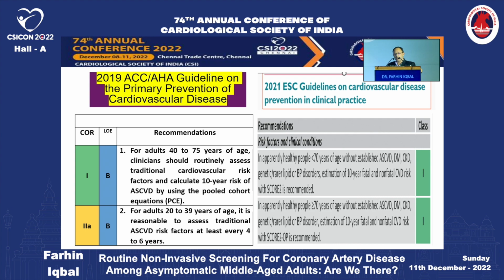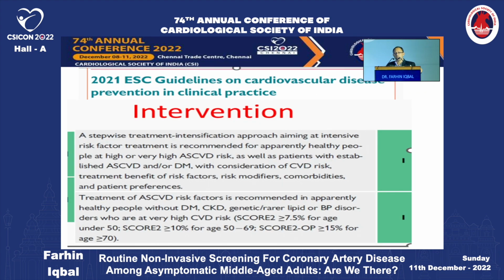On the right, you can see the 2021 ESC guidelines. And on the left is the ACC-AHA guidelines. Both these guidelines, in relation to middle-aged adults, recommend calculating 10-year ASCVD risk using the SCORE2 in case of ESC, and the ACC-AHA uses PCE, or the Pooled Cohort Equation. And in those who are identified to be at higher risk, ESC guidelines recommend intensification of risk factor treatment.